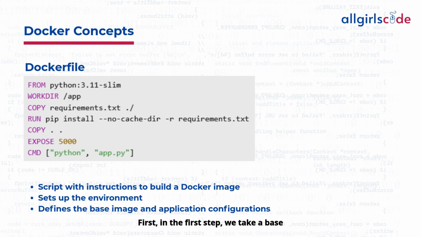First, we take a base image, which in our case is a Python image. We set app as the working directory in the container and use requirements.txt to install our dependencies via pip. We then copy the rest of the application code into the container. Finally, we're documenting port 5000, the port where the app will be running, and then finally we are running the app.